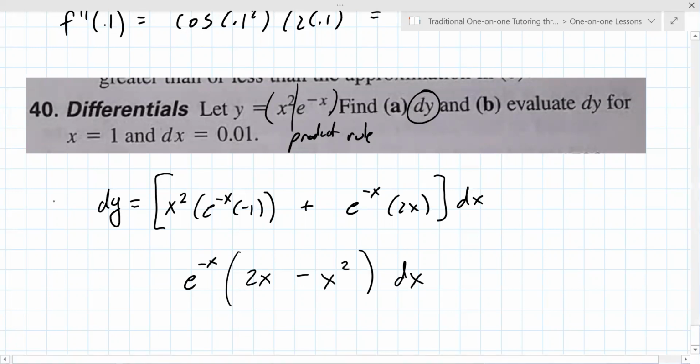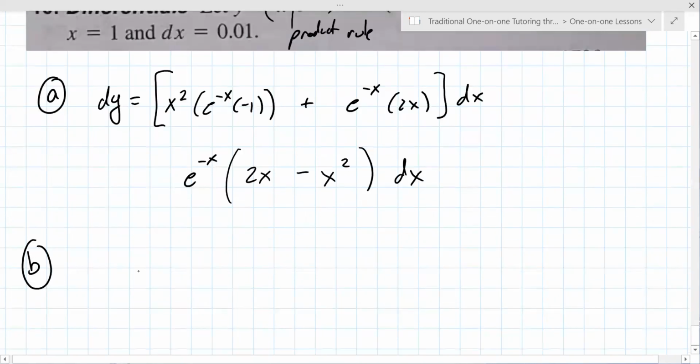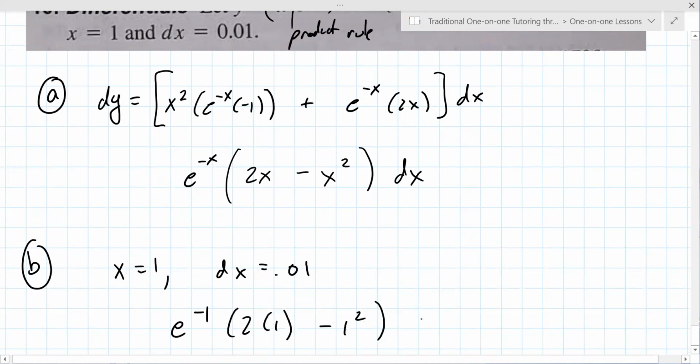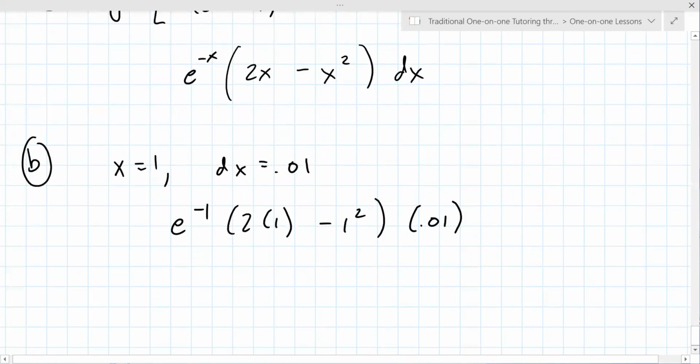So this is part A. Part A is done. Part B is to evaluate for x equals 1 and dx equals 0.01, which requires a calculator. E to the minus 1, 2 times 1 minus 1 squared, times 0.01. Actually, it doesn't require a calculator. It just seems like it would. So 2 minus 1 is 1. So it's 1 over e times 0.01.